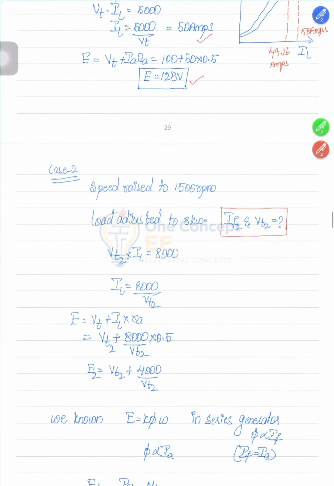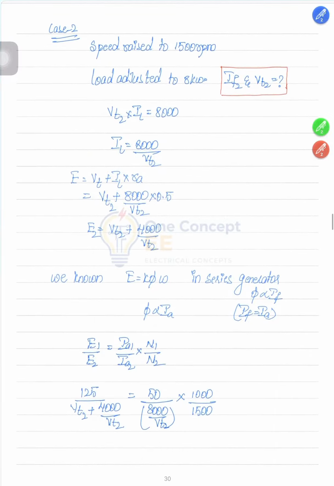Now go for case 2, where the speed is increased to 1500 rpm and the load is adjusted to 8 kilowatt. We need to find the field current and the respective terminal voltage. We know Vt into IL equals 8000 because the output power is 8 kilowatt. We don't know the terminal voltage Vt2 and load current IL. By changing this expression, the load current will be 8000 by Vt2. The general EMF formula is Vt plus IL into Ra. By substituting, I get the induced EMF in case 2 as Vt plus 4000 by Vt.